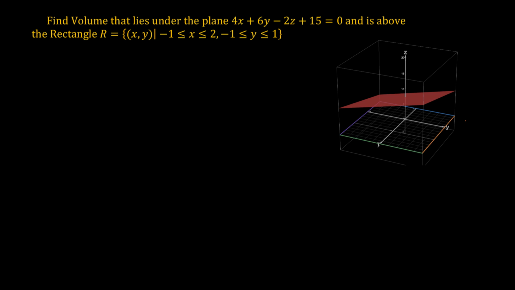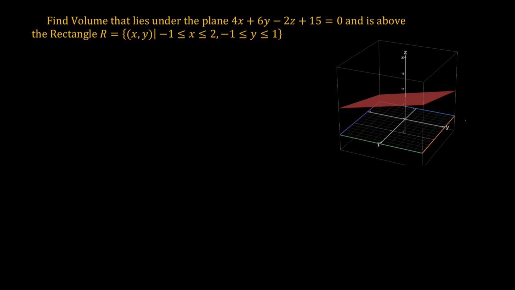In this video, we want to learn how we can use double integrals for finding volumes. Find the volume that lies under the plane 4x plus 6y minus 2z plus 15 equals 0 and is above this rectangle. X is between -1 and 2 and y is between -1 and 1.